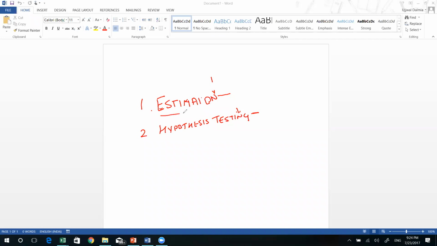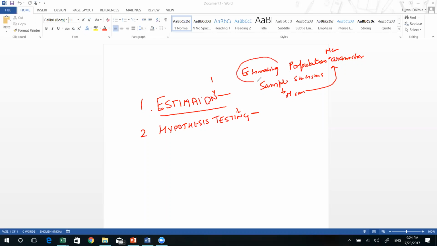Let's first talk about estimation. Estimation, as the name suggests, is nothing but estimating the population parameter given you have sample statistics. So if I am being given a sample mean, using this sample mean, I will estimate the population mean. So what I'm doing is using the sample mean, I'm estimating the population mean. Does this make sense, guys? That's what estimation is all about.